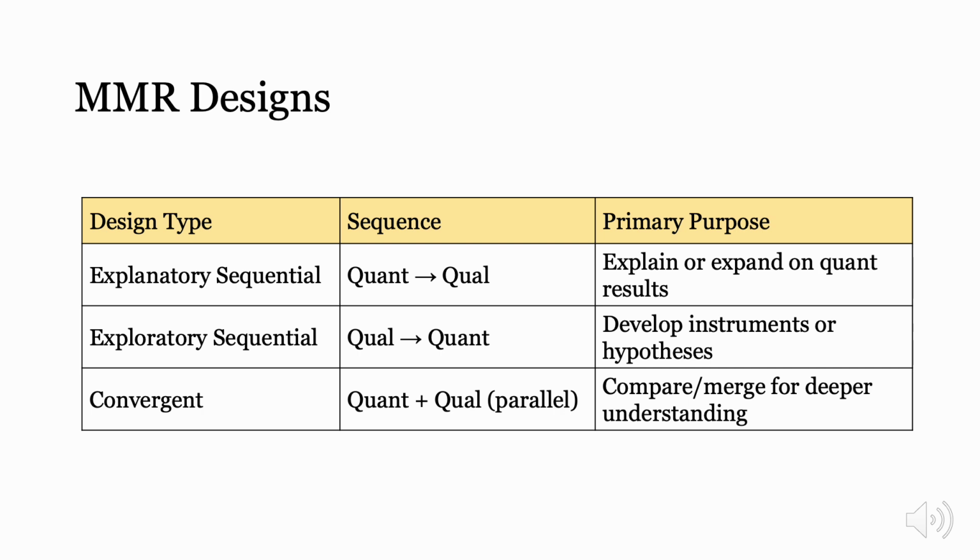To summarize, each of the three core mixed methods designs serves a different purpose. Explanatory sequential design starts with numbers and follows up with explanations. Exploratory sequential design is used to explore tools or variables. And convergent collects both at the same time to build a more complete picture.